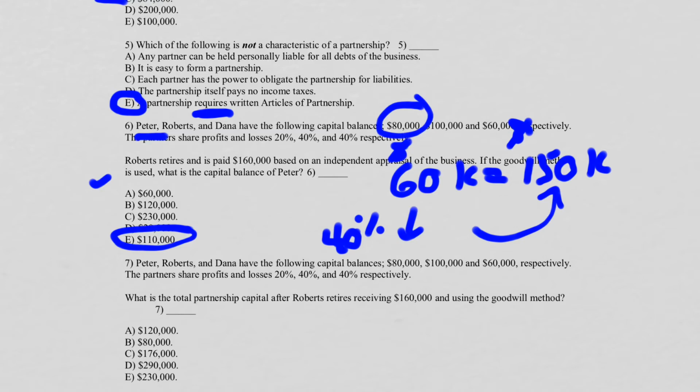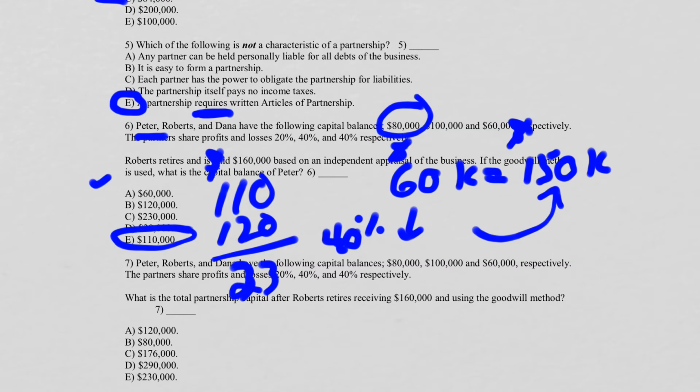Let's look at number 7, which is another continuation of the same problem. And let's see what we got here. So they're really asking for what's the capital going to be left after he retires. So we already figured 110 for Peter in this question. We figured 120 for the other guy. So it's going to be 330 altogether. I'm sorry, 230 altogether. And that becomes the answer E, and that knocks that one out. So that's just a continuation of the same type of problem, same numbers.